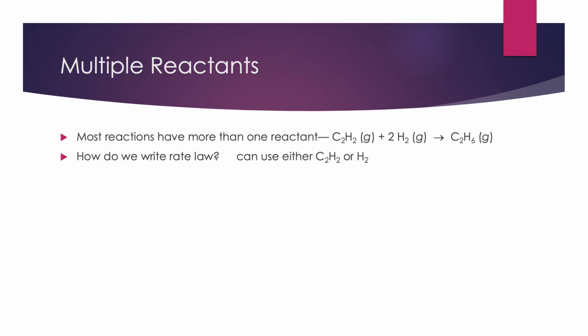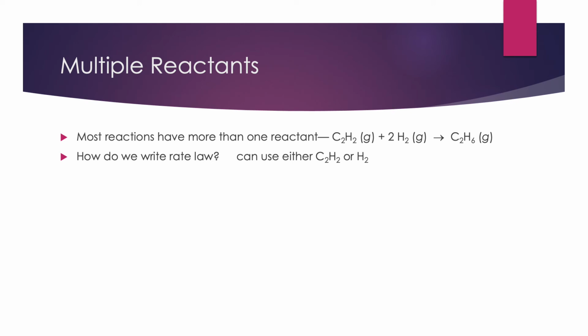So we've considered a fairly simple reaction which has only one reactant going to products, but we know that most reactions have more than one reactant. As an example, let's consider the hydrogenation reaction of acetylene. Acetylene, C2H2, reacts with hydrogen gas to form ethane. Now, in this case, we might ask the question, how would we write the rate law? Would we use acetylene or would we use hydrogen?